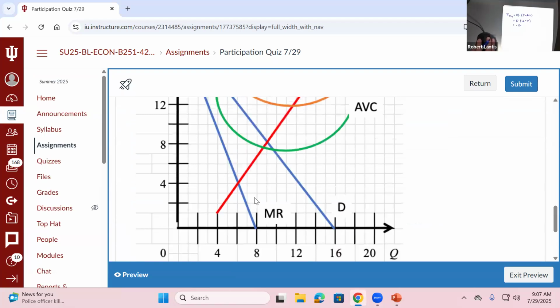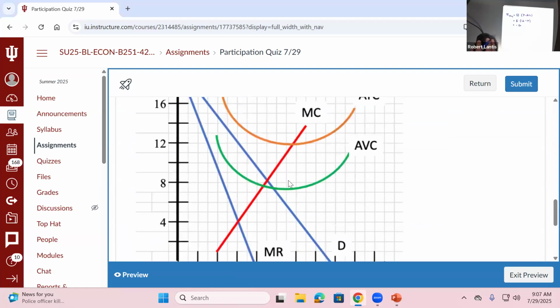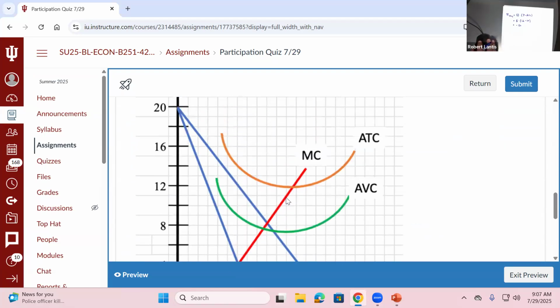Now, an additional question I could ask here, or if things were a little bit different, let's think about why I should stay open. Well, price is above my average variable cost at that quantity of 6, right? 12 is above, what would this be, 9?